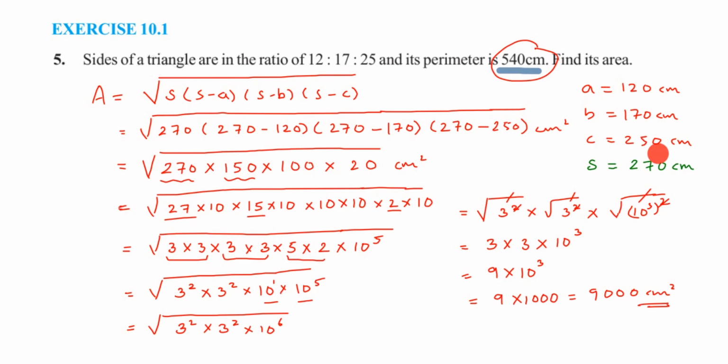This is a very important question because they have given the sides in a ratio. So the first step is to find the sides, and then you have to find the area. You have to apply the same method, whatever ratio they have given, use the same method to find the area.